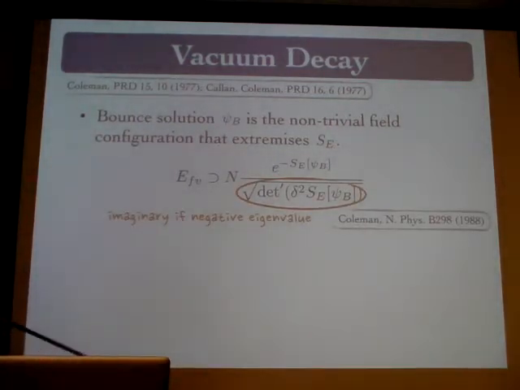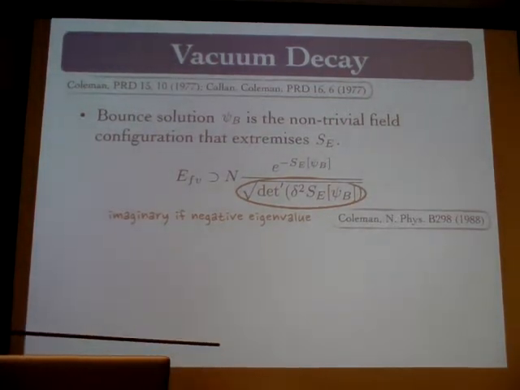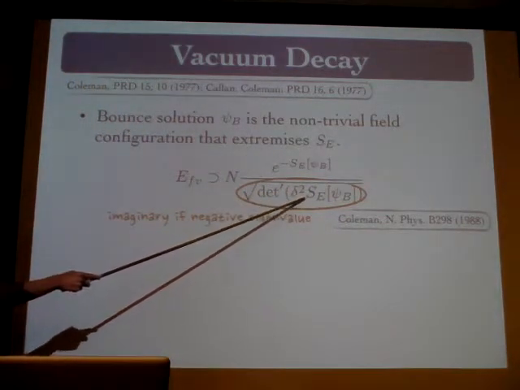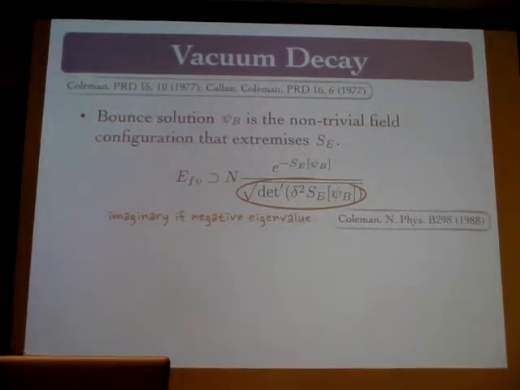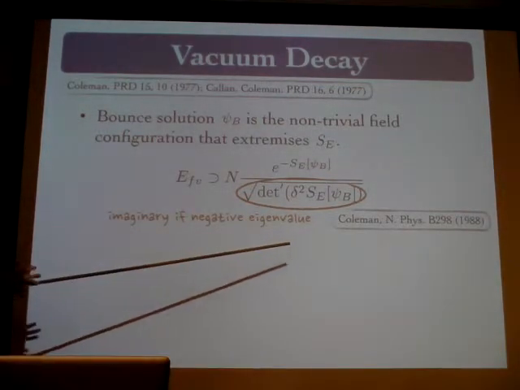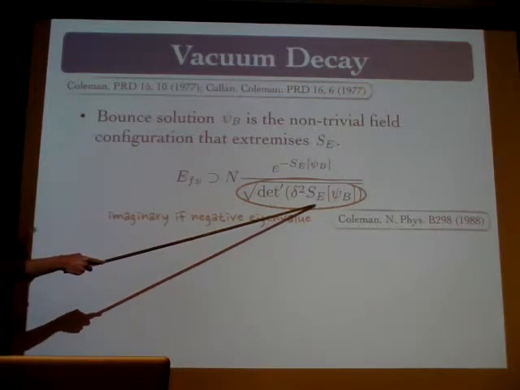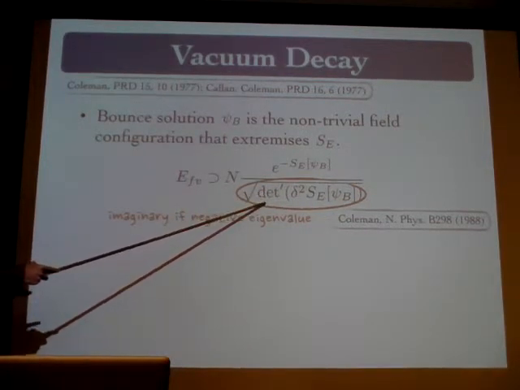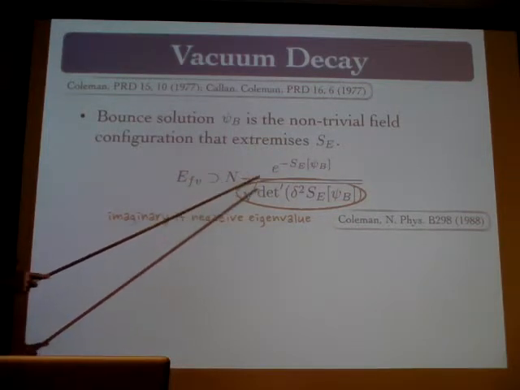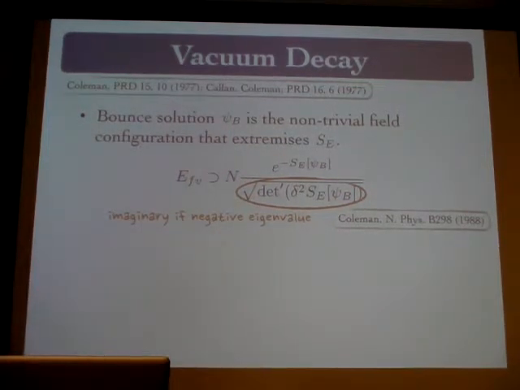And it was noted crucially by Coleman a long time ago that it's a crucial characteristic of this bounce solution that this operator has one and only one negative eigenvalue. So if this operator has one negative eigenvalue, when you take the square root, you get a factor of i. So you'll get a contribution to your energy that has a factor of i that you can interpret as a decay rate.